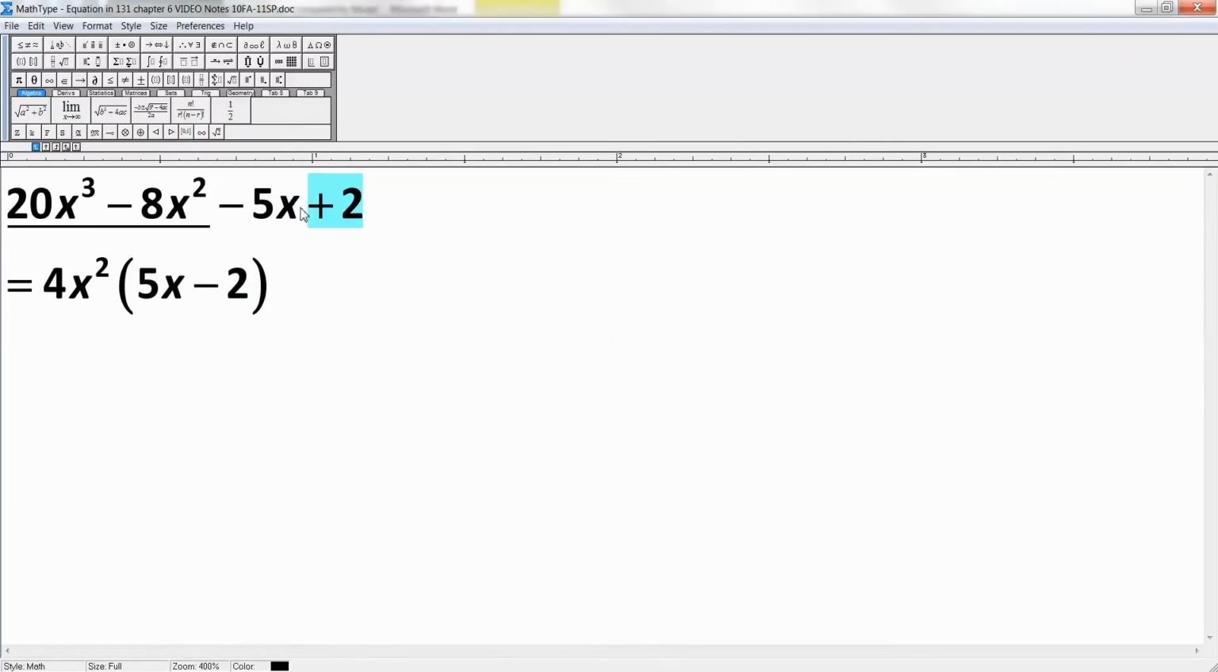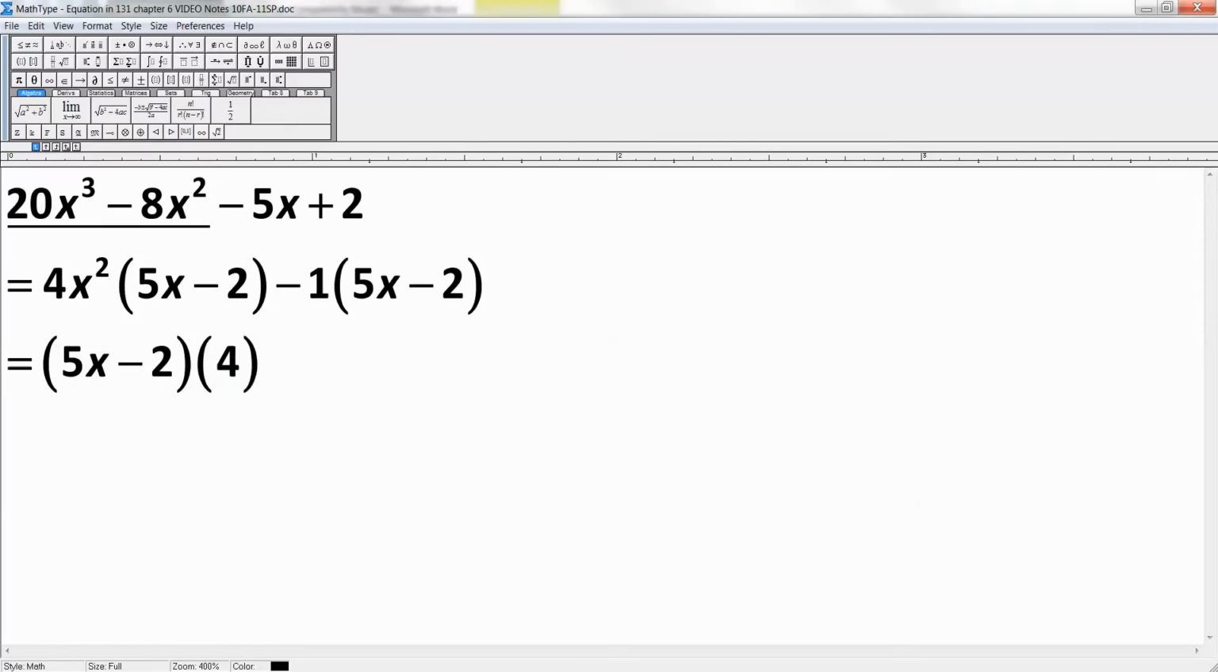Look at this. You've got 5x plus 2. And I'm thinking, well, what would I take out of that? But you need the parentheses to match, remember? So if you take out a minus 1, that'll make this negative 5x turn into positive 5x. And it'll make this positive 2 turn into negative 2. Crafty, huh? So this is equal to 5x minus 2, because now they're the same. 5x minus 2, and then 4x squared minus 1.